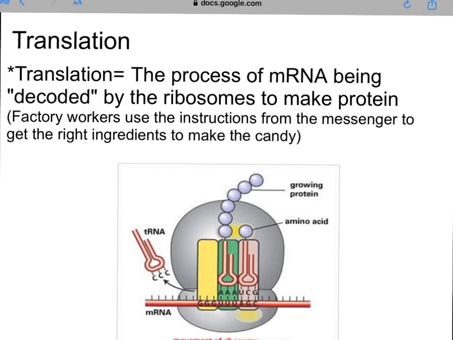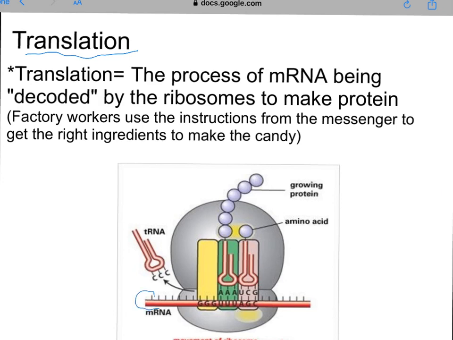Now the second part of this process is called translation. So translation is when the Oompa Loompas come with all of the ingredients and put together the candy, or when the tRNAs come with all the amino acids and put together the protein. So again, there's two parts to the process of protein synthesis: transcription, the DNA gets copied onto mRNA, and translation, the mRNA gets translated into a protein.